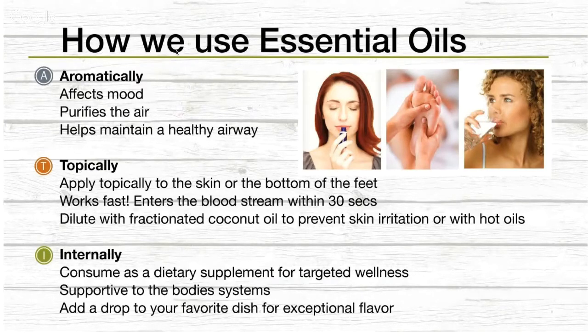Another very common way that we use essential oils is topically. We apply them directly to our skin, to the bottoms of our feet, and they work really fast this way. It's really great to use oils this way when you're using it on a specific area. For instance, Terry said that she would love to use essential oils for her muscular discomfort. Then she would add that oil that's good for that directly to whatever area of her body that she's feeling that discomfort. It works very fast this way. They enter the bloodstream within 30 seconds.